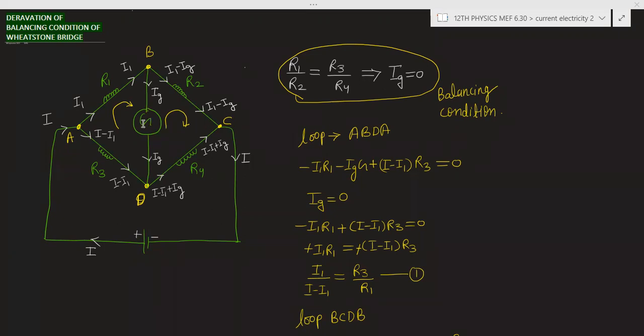This is the galvanometer connected, and G is the resistance of the galvanometer, I have supposed.